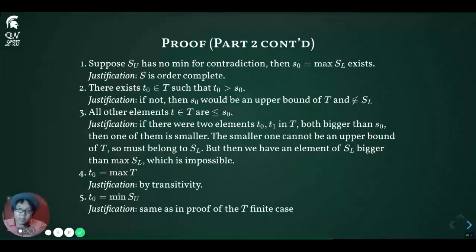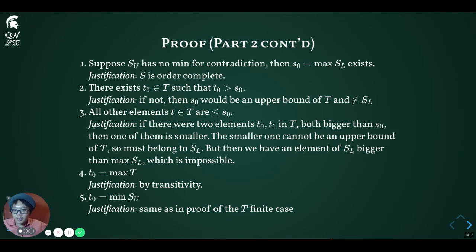We again argue by contradiction. If there were two elements of big T that are bigger than S0, one of them has to be smaller. The smaller one cannot be an upper bound of T, so it belongs to SL. But by assumption, the smaller one is also bigger than S0, contradicting our knowledge that S0 is the max of SL. This was the most complicated step of this proof. I invite you to pause the video here and think over exactly what just happened.